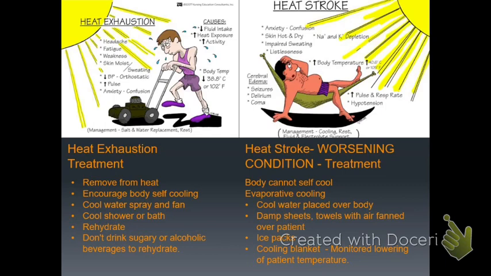So yes, a cool bath would work. You could douse them with buckets of water. You could put on damp sheets with fans over them. We need to get the temperature down. So you know how you say in ABC, we're kind of in C here, okay? This is circulation. We don't have a lot of circulation. We need to get this temperature down. What this temperature is doing is it's frying your body.